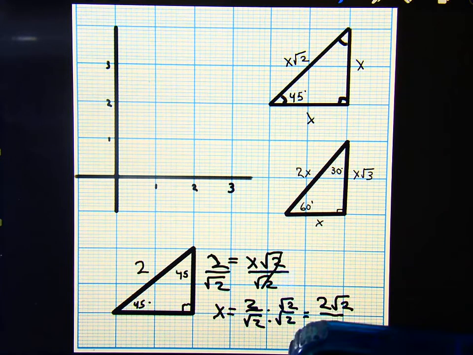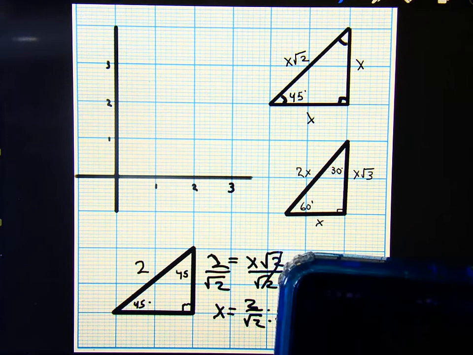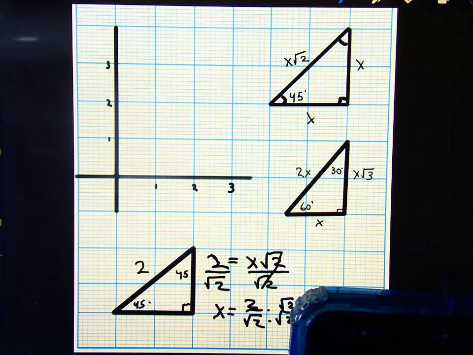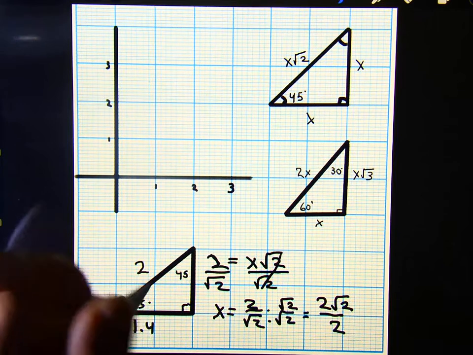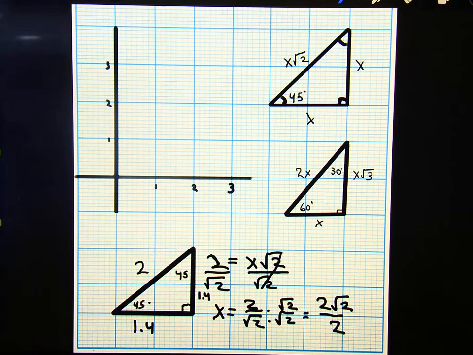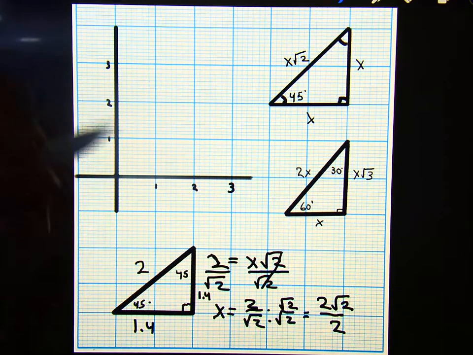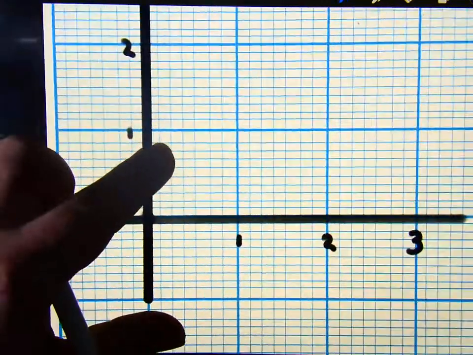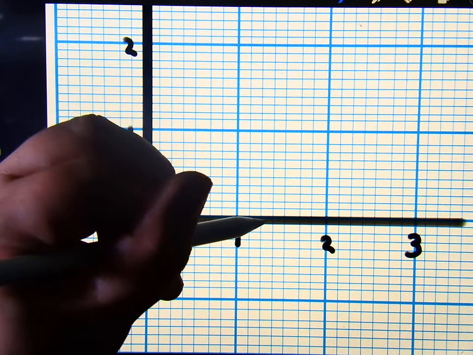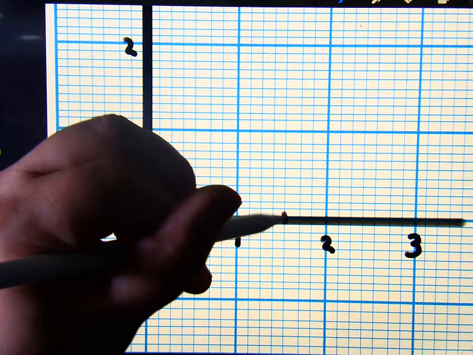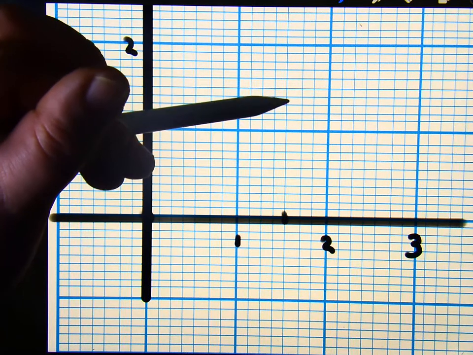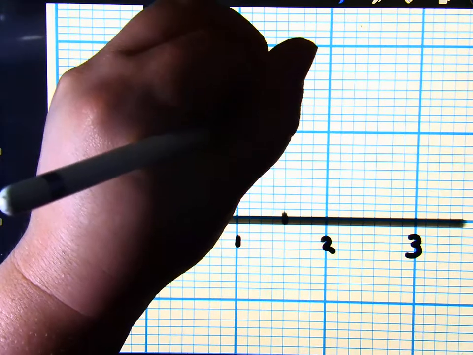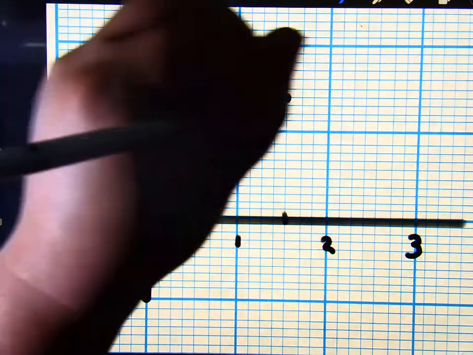So if I go to my calculator, 2 times square root 2 divided by 2, I get basically 1.4. That means both of these sides are 1.4. So again, I can come to my graph and go 1, 2, 3, 4 for my x, and up 1, 2, 3, 4. There's my y, which would be my cosine and my sine.